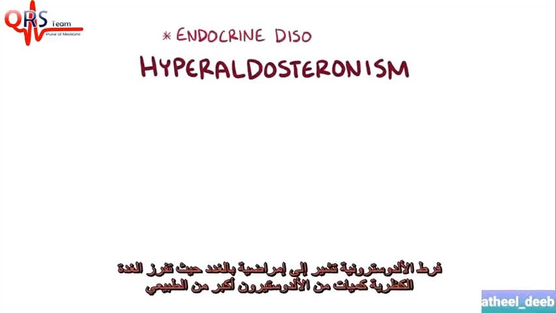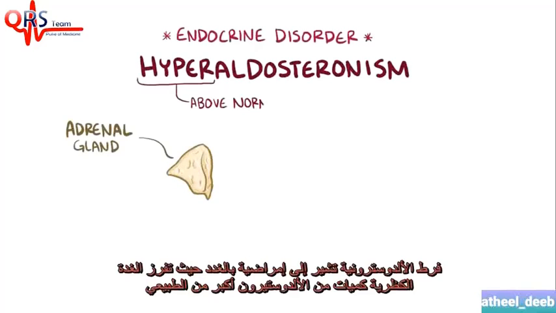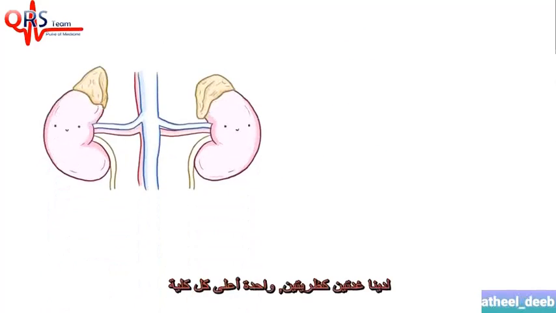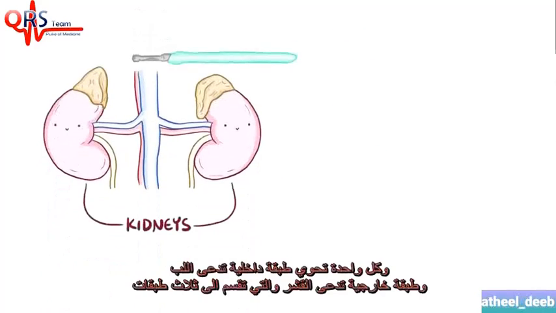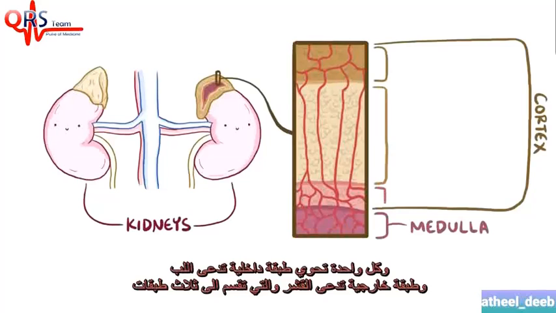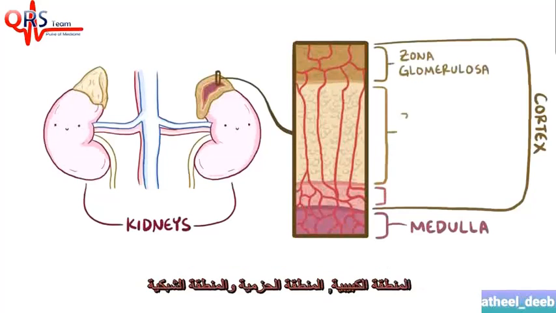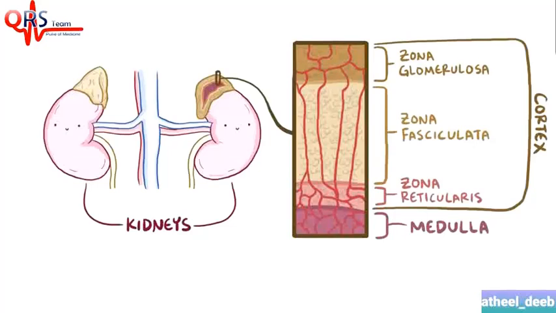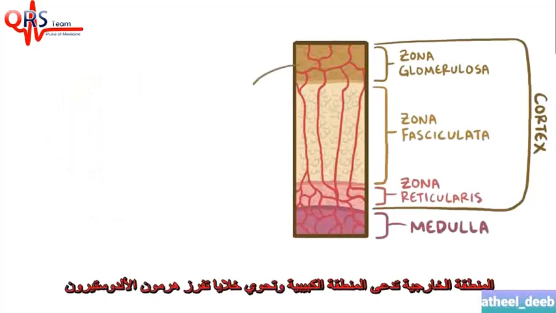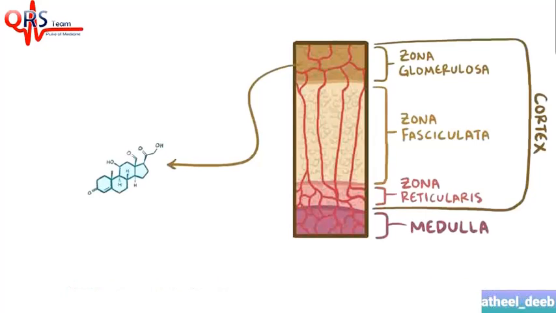Hyperaldosteronism refers to an endocrine disorder where the adrenal gland produces above normal levels of the hormone aldosterone. Now, there are two adrenal glands, one above each kidney. And each one has an inner layer called the medulla and an outer layer called the cortex, which is subdivided into three more layers: the zona glomerulosa, the zona fasciculata, and the zona reticularis. The outermost layer is the zona glomerulosa, and it's full of cells that make the hormone aldosterone.